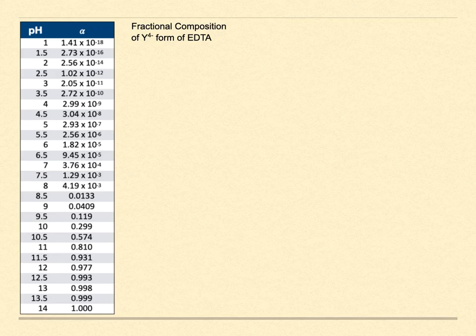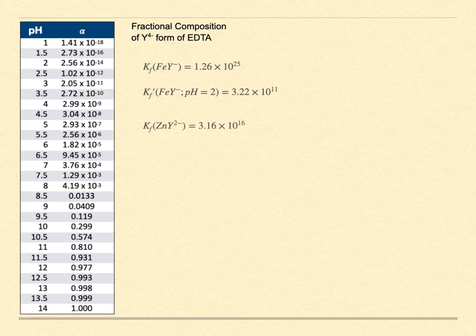If it is an ion such as iron 3+, K starts off in the range of 10 to the 25. So even if we cut that down by, say, 10 to the 14, look at the value of alpha for pH equals 2, we still have a pretty large equilibrium constant of around 10 to the 11. But other ions will not fare so well. Zinc 2+, for instance, starts off around 10 to the 16, and that same pH value of 2 would bring it down to around 1,000. This would not bode well for a titration under these conditions.